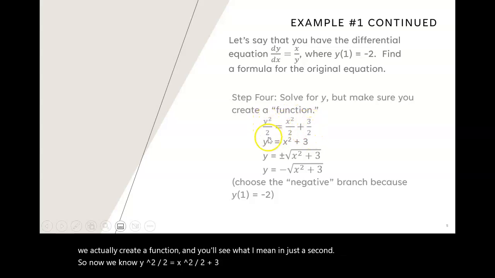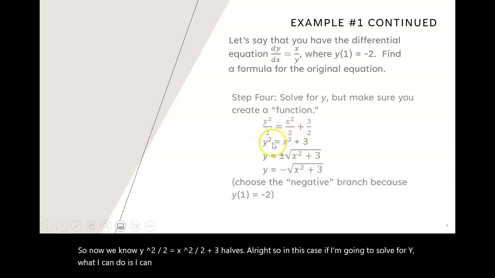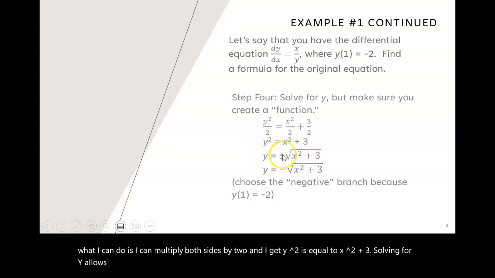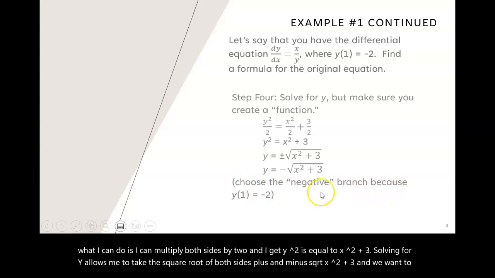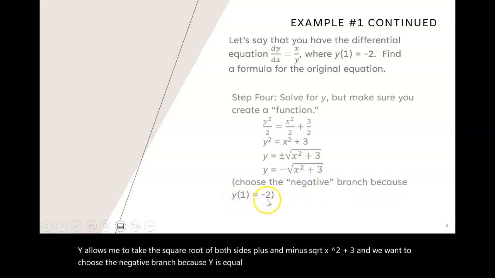So in this case, if I'm going to solve for y, I can multiply both sides by 2, and I get y squared is equal to x squared plus 3. Solving for y allows me to take the square root of both sides, plus and minus the square root of x squared plus 3. And we want to choose the negative branch because y of 1 is equal to negative 2.